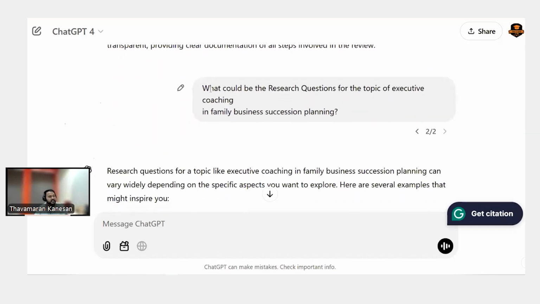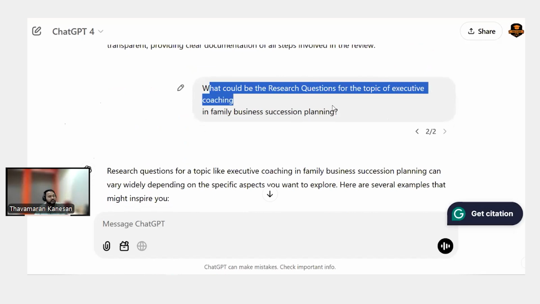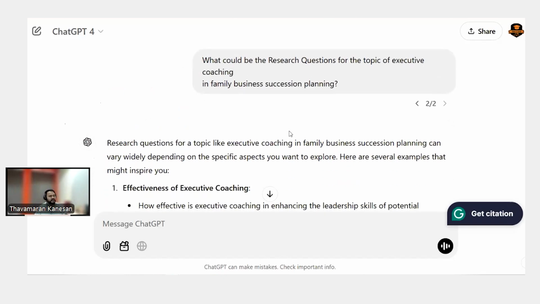Then I ask the AI, what would be the research question for the topic of executive coaching in family business succession planning? Same thing as what Alice had done. So I did this experiment before the paper came out. I wanted to check whether ChatGPT, or overall AI, is simply giving out information to me or not. This is very, very high risk, so must be very careful.